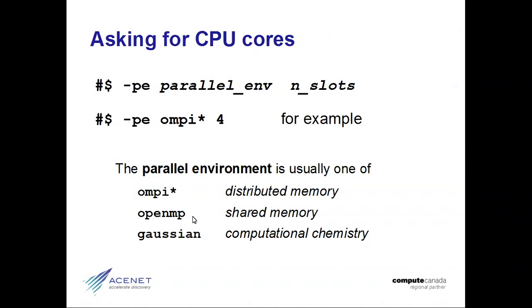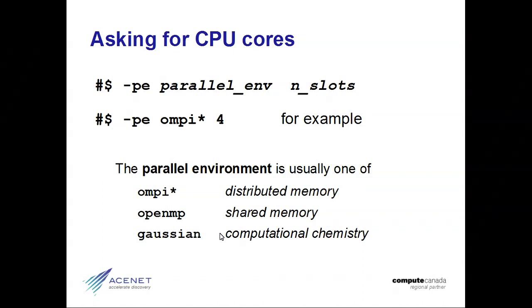Because we have no machines at ACENET larger than 16 cores, asking for OpenMP 16 is as large as you can go with shared memory at ACENET right now. You can only ask for 16 slots with OpenMP. And there are various other parallel environments. Gaussian is a particular custom parallel environment for a particularly popular computational chemistry package, and there are a few others that you can read about on our wiki if you really want the gory details.